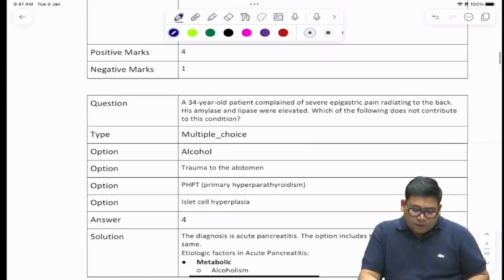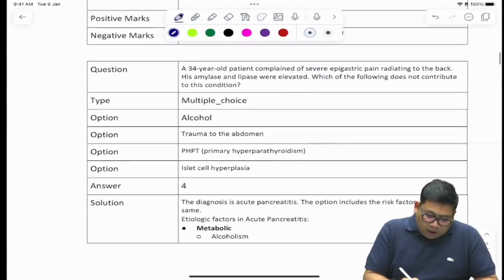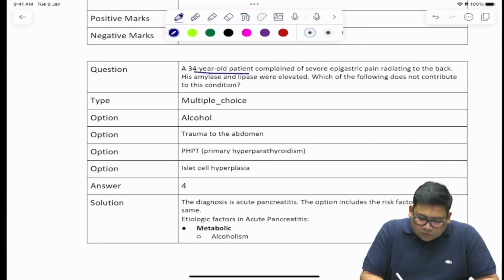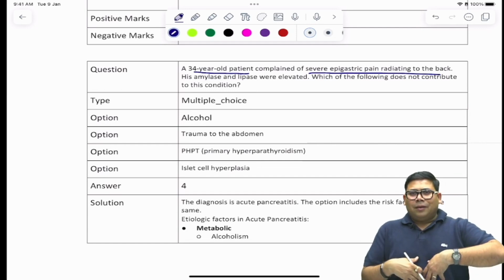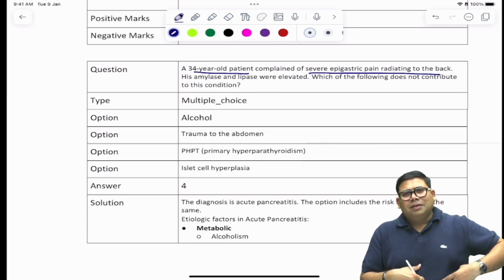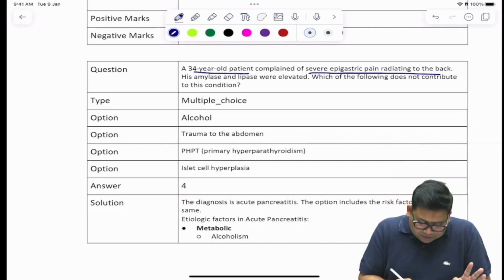Next, let us try to understand a patient, 34-year-old with complaints of severe epigastric pain radiating to the back. So pain severely affecting the epigastrium radiating to the back, that means something of retroperitoneal origin is there. Amylase and lipase are elevated.